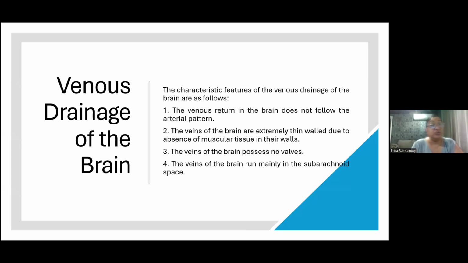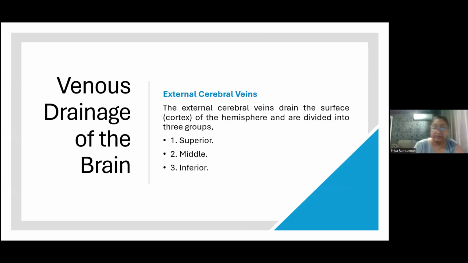Characteristic features that you do need to know, however: this is not one of those times when we could say the venous drainage follows the arterial supply. No, it does not. So the venous return in the brain does not follow the arterial pattern. The veins of the brain are extremely thin-walled due to absence of muscular tissue in their walls. There are no valves. And the veins of the brain are mainly in subarachnoid space. So these are key elements that you need to remember as we talk about venous drainage of the brain.